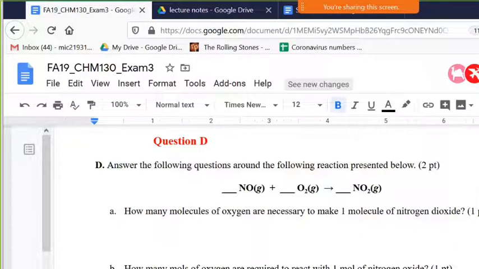Yep, so we said the balancing was what, 2, 1, 2? Yeah. And then for A, what did you get? For A, I'm going to go with oxygen necessary to make 1 mole. Is it 3? No. What you should end up with if you run that calculation is half a molecule of oxygen. And for B, you should get half a mole of oxygen. Half a mole. So for the first one, it's going to be half a molecule of oxygen. Yep.